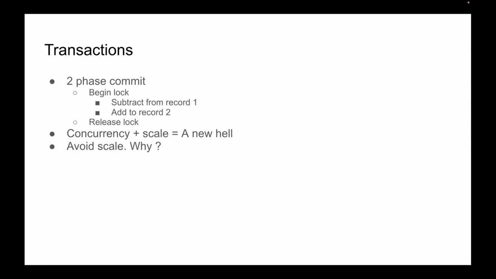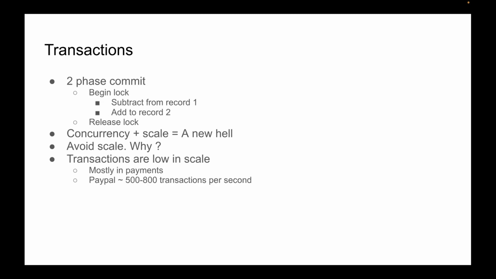Right. So in this case, my take is that you can avoid scale. Why? Because transactions are low in volume. Even on the most, I think PayPal has something like 500 to 800 transactions per second at its peak. Whereas in your previous cases, we were looking at 100,000 plus requests per second, right? And even Visa does something like 200 to 300 transactions per second.